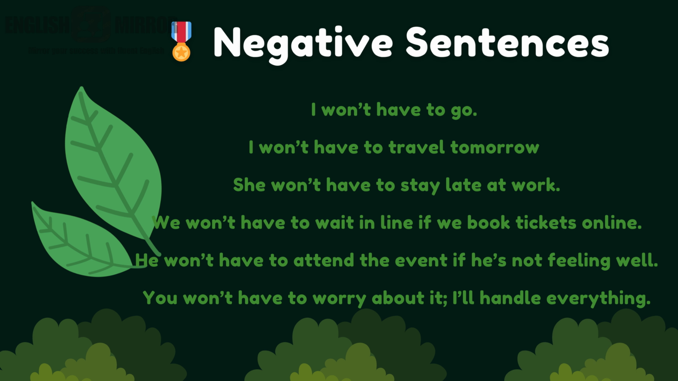And which are the negative sentences that can be constructed? Negative means including "not" with this. I won't have to go. Will plus not is won't. I won't have to travel tomorrow. She won't have to stay late at work.